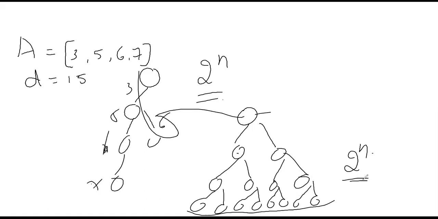So that many nodes are required here. In order to avoid all such things, what we are going to do over here is use a backtracking approach. As I already told, let us assume a given set. The question here is 3 5 6 and 7. Fine. So 3 5 6 and 7 is the given set. And what is the value of D? D is 15.